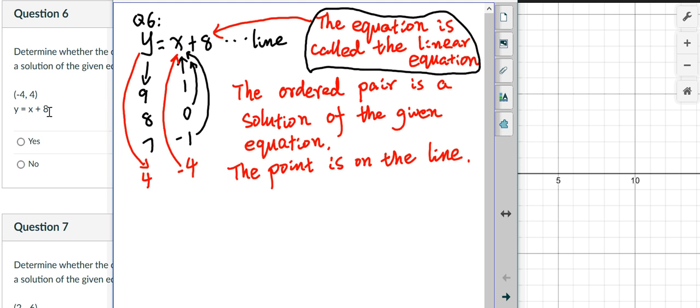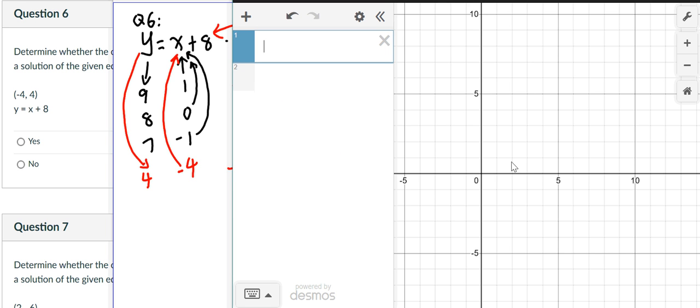Okay, what does it mean really? First of all, we know (-4, 4) on the xy coordinate plane stands for a point. That's right here. You see, negative 4 is here, and then 4 is here. So this point, (-4, 4), is in the second quadrant. Okay, so we know this is a point.